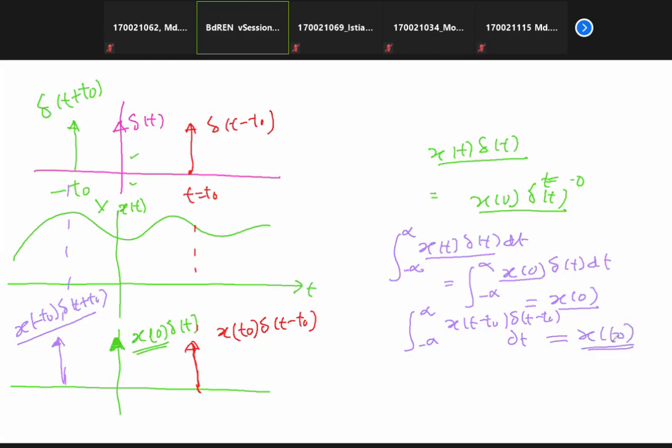Yes, sir. In this way, this property of the delta function is called the shifting property of the delta function. You can pick a value of your signal in this way from a continuous signal using delta. In many of our signal processing systems, we need it.